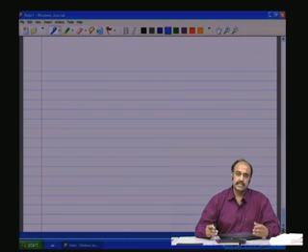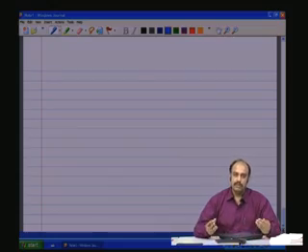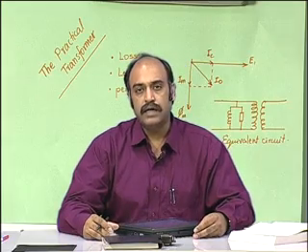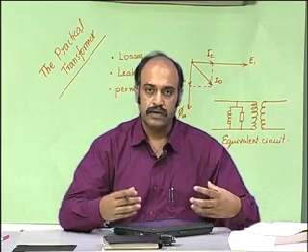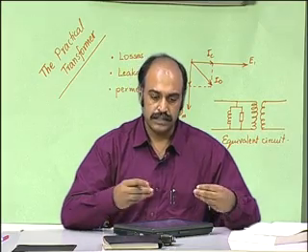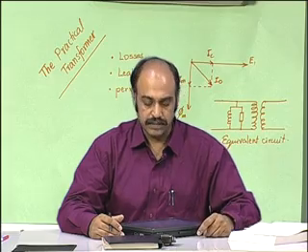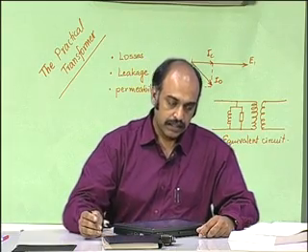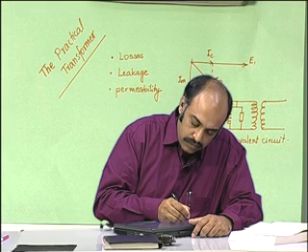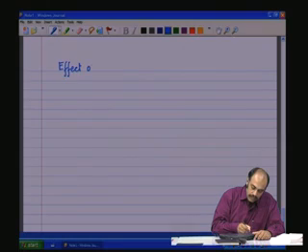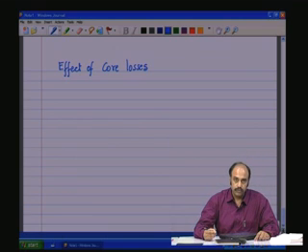Now, let us start with the ideal transformer, and one by one let us introduce the non-ideality and how it reflects electrically on the equivalent circuit. We shall discuss and see the effect of that particular non-ideality on the equivalent circuit. So, first let us introduce the effect of core losses.